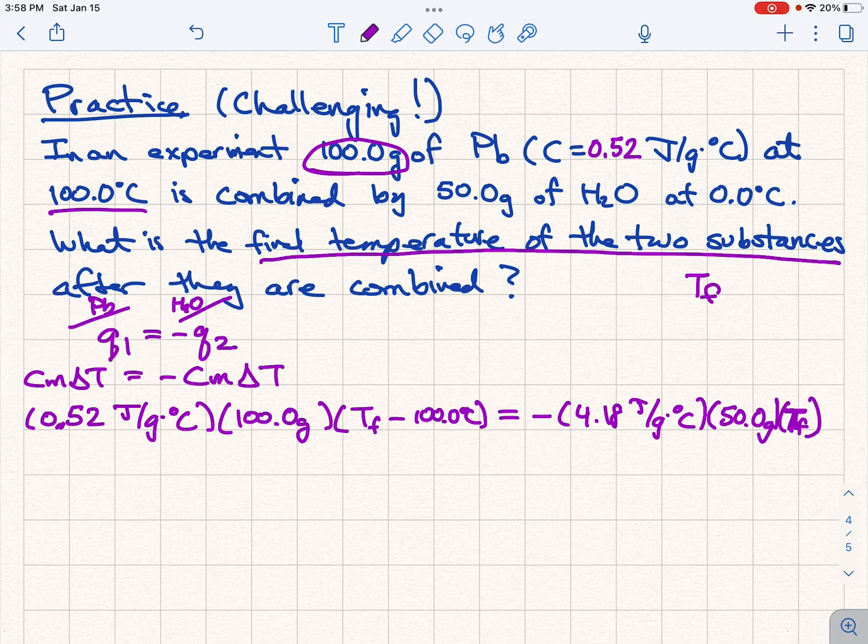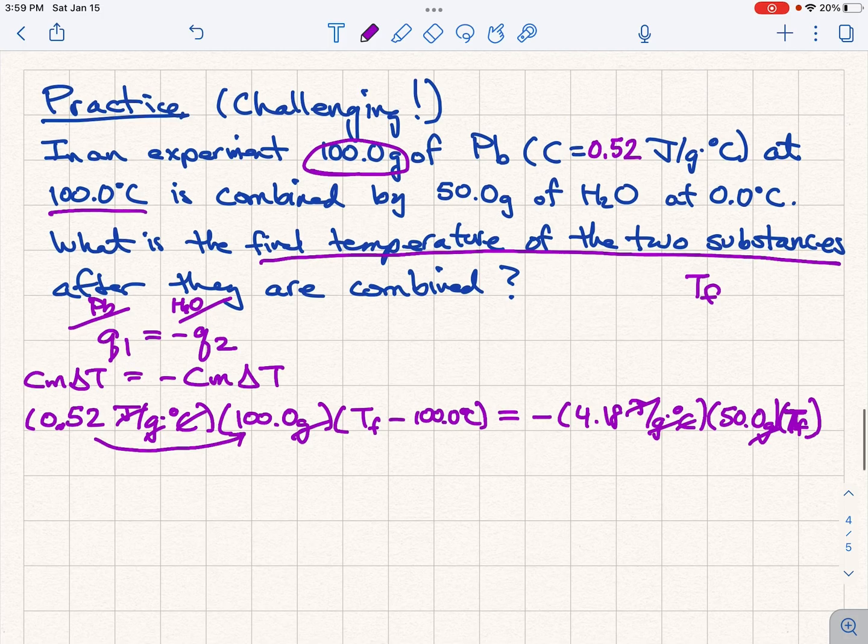All right, so now I'm going to multiply the 0.52 times the 100. And actually, let's see if we can simplify our units down just a little bit here, right? So on both sides, we've got joules per gram degree Celsius. So those cancel, and grams cancel. So the only thing left is degrees Celsius. Yay, that's fantastic. Okay, so now 0.52 times 100 is 52. So I've got 52, and that is unitless, times T final, minus 52 times 100, which is 5200 degrees Celsius.